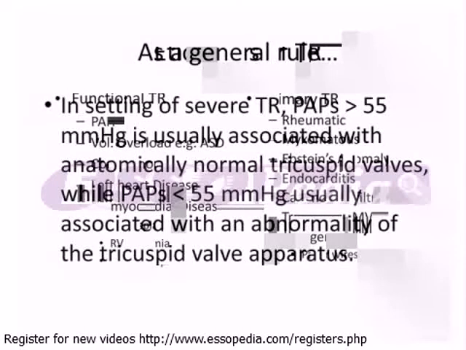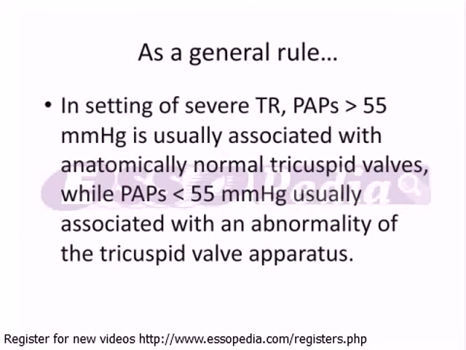As a general rule, in the setting of severe tricuspid regurgitation, if the PA systolic pressure is more than 55 millimeters of mercury, this is usually associated with anatomically normal tricuspid valves, whereas if the PA pressure is less than 55 millimeters of mercury, this is usually associated with an abnormality of the tricuspid valve apparatus.